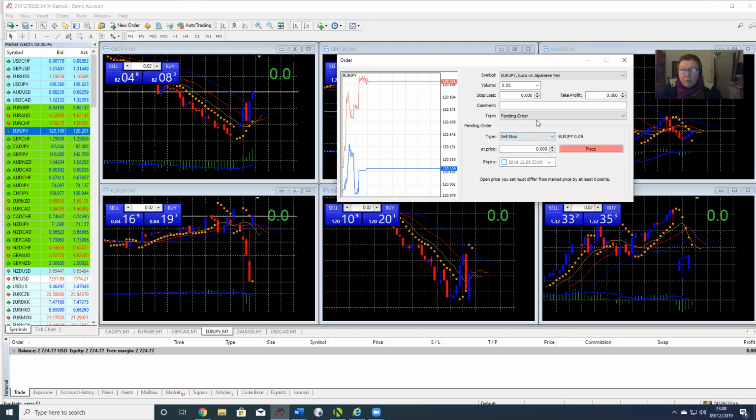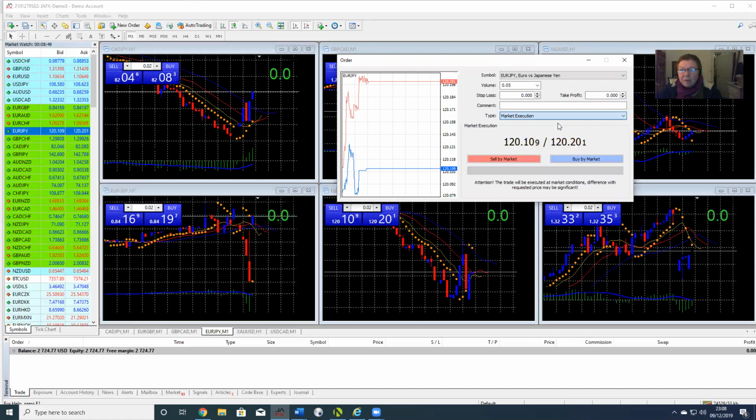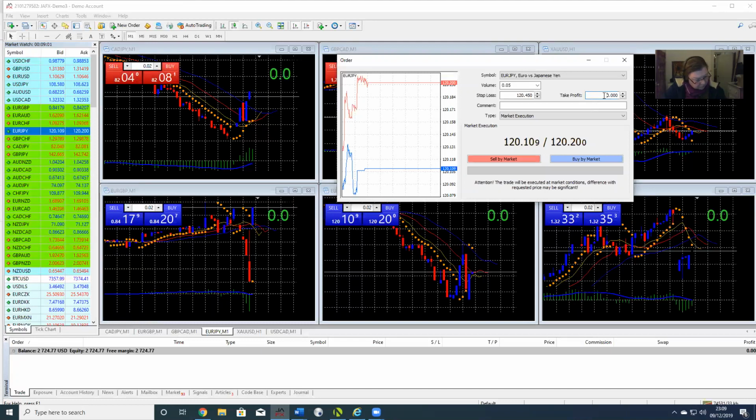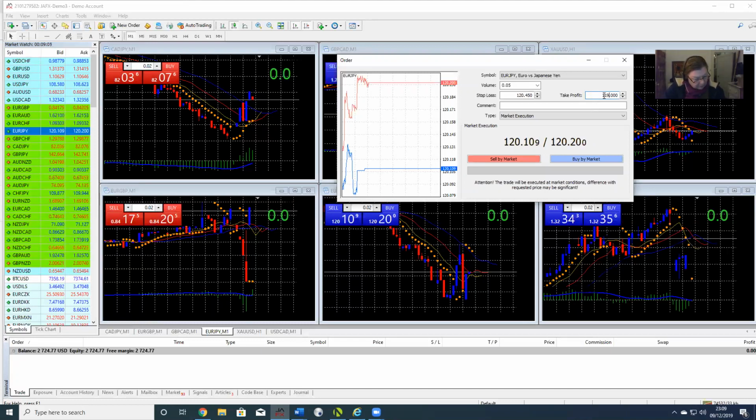So I can do 2 orders as it's a demo account. I'll do number 1, market execution. So we'll put the stop loss in here where it says stop loss at 120.450. We'll put the take profit in at his first take profit range, which is 119.85.